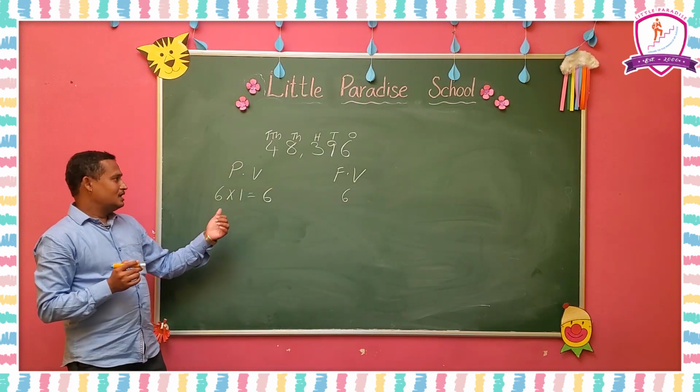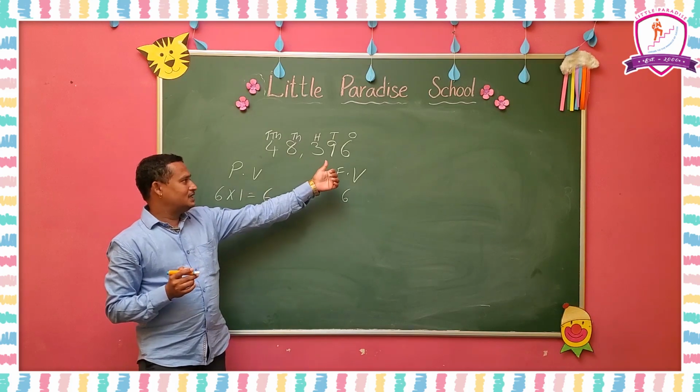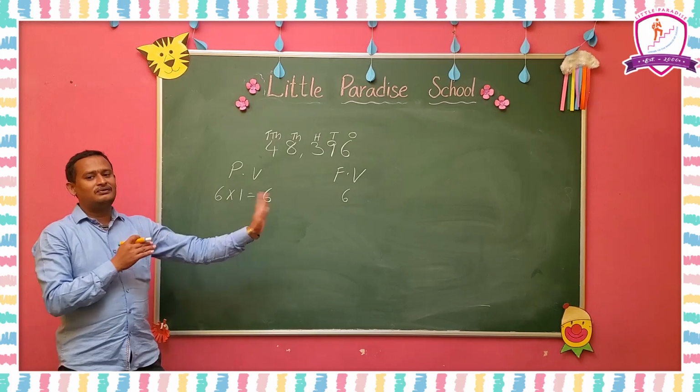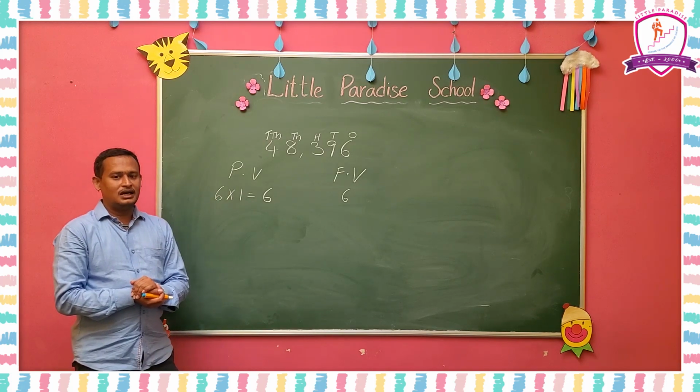So when the digit is in the ones place, there is no difference in the place value and face value. I have to remind you of this.